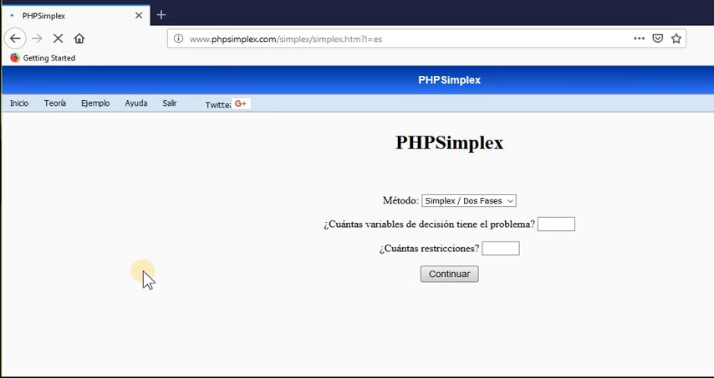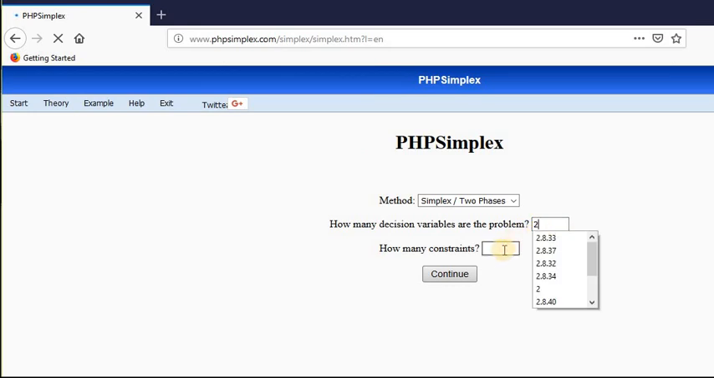I'm not sure why it's showing in Spanish. I switched it to English. I think it's because I was accessing this from out of the country. So we don't need to worry about the method. But how many decision variables? Well, we have a 2 by 2 matrix, so there are 2 decision variables, the x1 and x2, and there are 2 constraints.